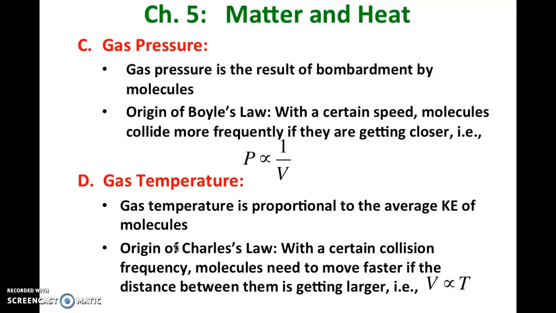Gas temperature resulting from the motion of molecules is proportional to the average kinetic energy of molecules. Charles' law can be understood because with a certain collision frequency, molecules need to move faster if the distance between them is getting larger. That is to say, the volume is proportional to the temperature. That's Charles' law.